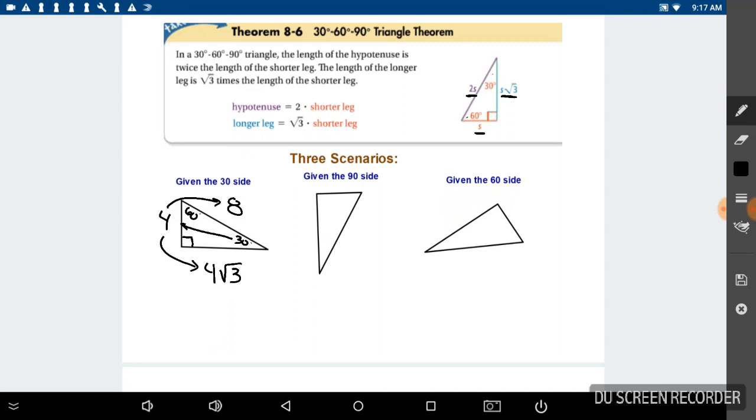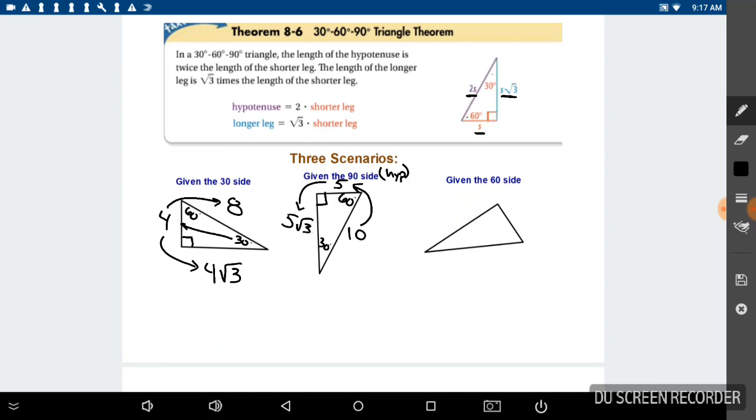Let's check out the 90 side, AKA, again, the hypotenuse. Let's put our 30 in. Put our 60 in. So say my hypotenuse is 10. Well, real quick, I know the relationship that exists. That means the smaller side, the smallest leg, is 5. And then once you have that, you can go 5 roots of 3.